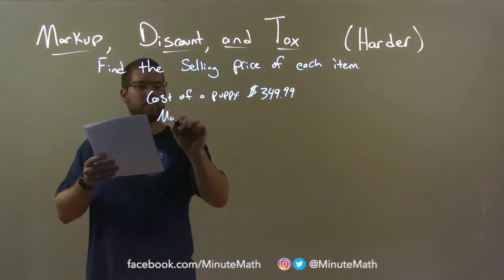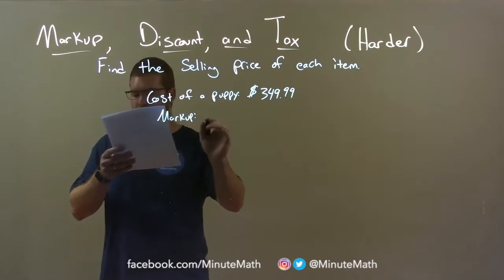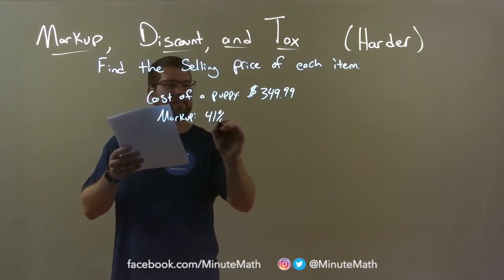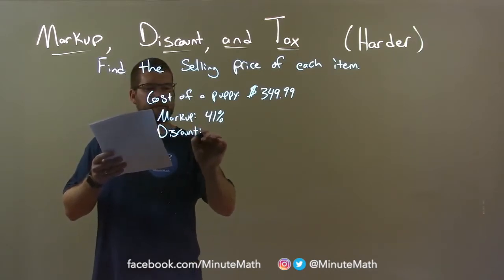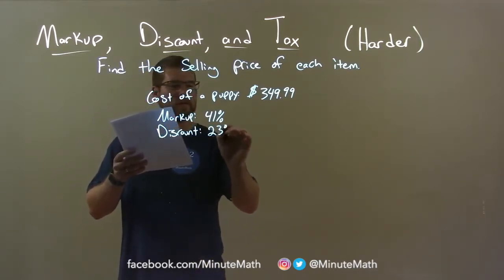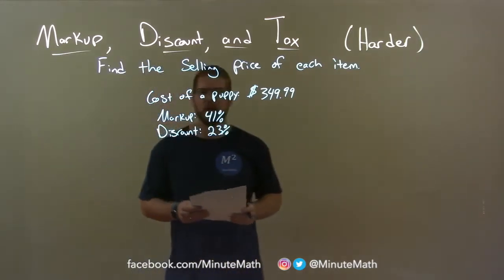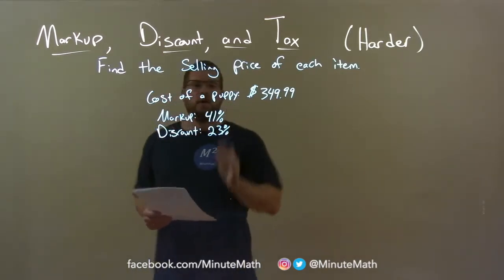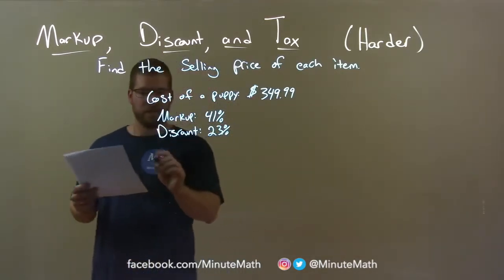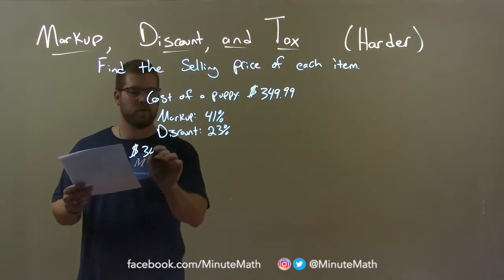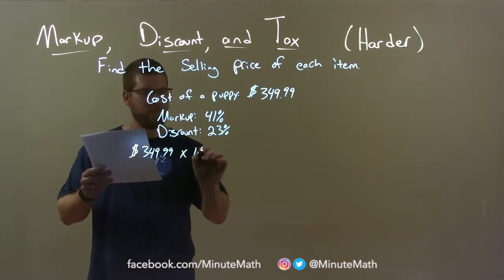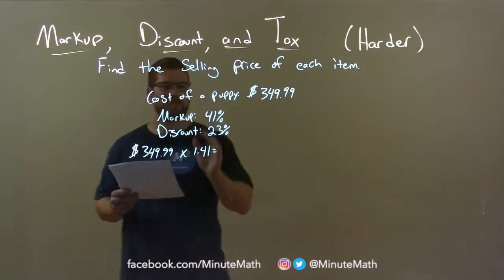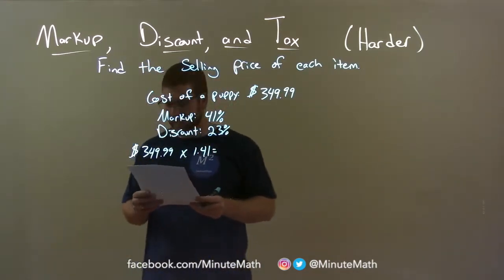Its markup is 41%, and its discount is 23%. So, we first take the cost of the puppy, $349.99, and multiply that by 1.41, which represents our 41% markup there.